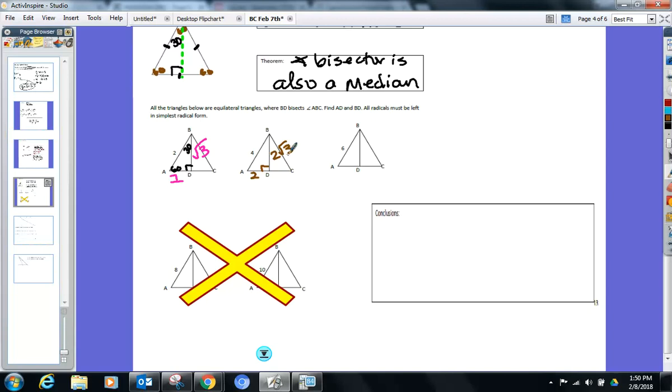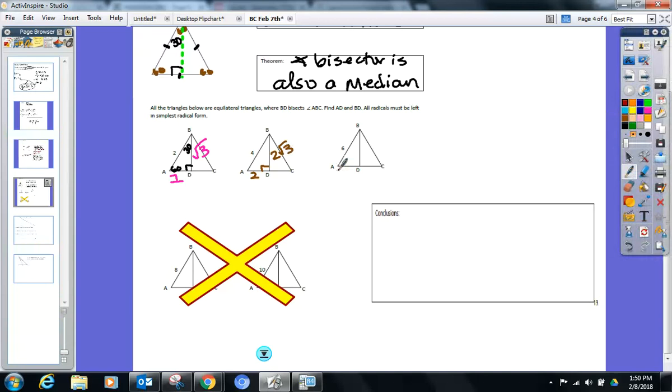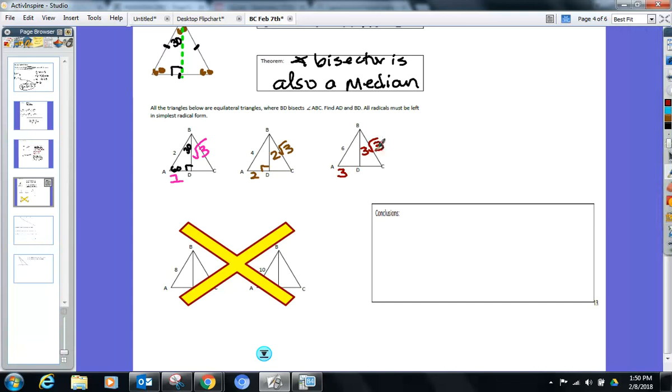So if AB is 6, what's AD going to be? Three predictions on what BD will be. Okay, I'm telling you, you don't need to do Pythag. It is 3 radical 3. 36 minus 9 is 27. Break down 27. Okay, everyone good? Okay, see a pattern between the sides.